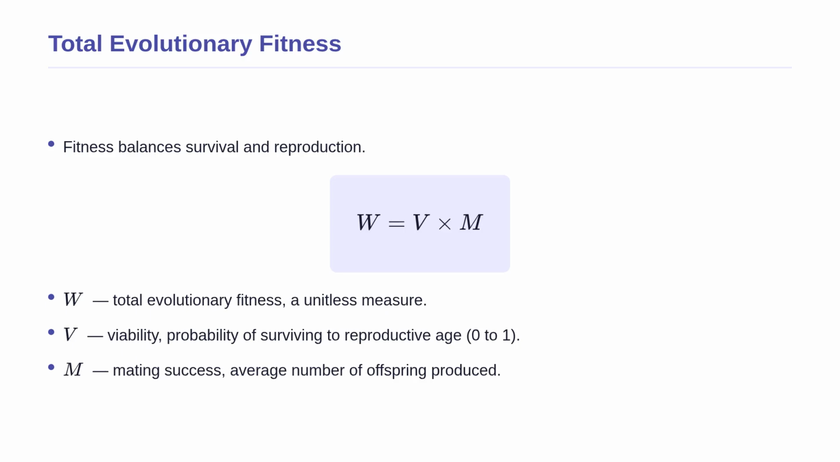W equals V times M. Here, W represents the total evolutionary fitness of an individual. V stands for viability, which is the probability that the individual survives to reproductive age. Finally, M represents mating success, or the average number of offspring produced. If a flashy trait decreases viability, V, but massively increases mating success, M, the total fitness, W, can still increase.